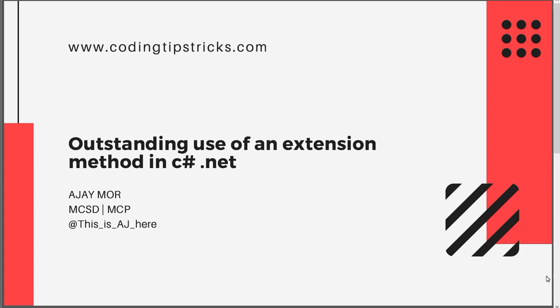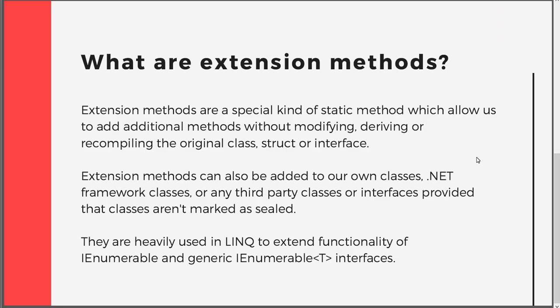So let's get started. First of all, let's understand what extension methods are. Extension methods are a special kind of static method which allows us to add additional methods without modifying, deriving, or recompiling the original class, struct, or interface.